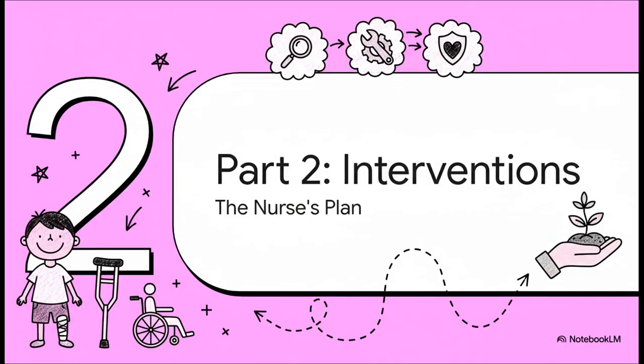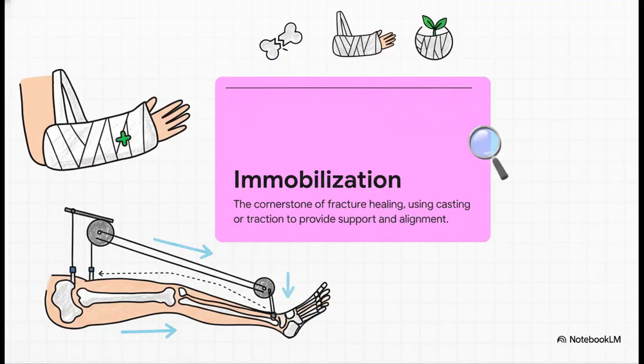Okay, so you've done your assessment, you've gathered your clues. So now what? What are we actually going to do about it? Let's jump into part 2 and talk about our interventions, our plan of attack. For fractures, the name of the game is immobilization. That's it. It's the absolute cornerstone of healing. The 2 main ways we do this are with casting, that's your basic hard shell, and traction, where we use a pulling force to get the bone lined up correctly, and just as importantly, to relieve those awful muscle spasms.